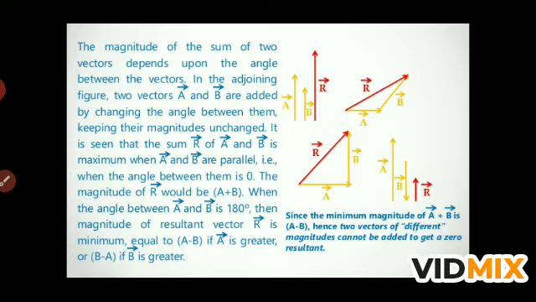So by changing the angle between two vectors, the resultant also gets changed. The resultant is maximum when the angle between two vectors is 0, and minimum when the angle between the two vectors is 180 degrees.